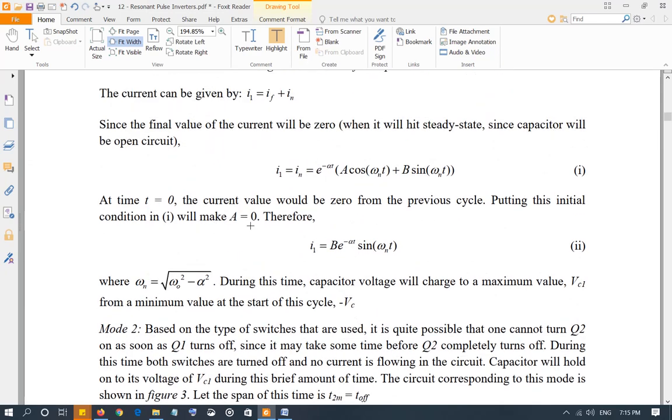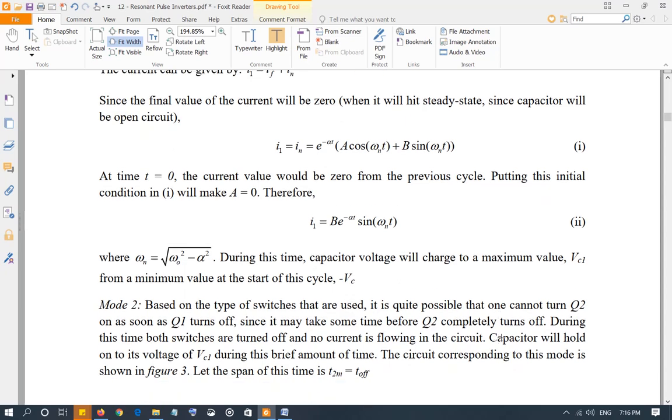So since current is 0 at the beginning of the cycle when time t is equal to 0, when we put t equal to 0 over here, then cosine of 0 is 1, sine of 0 is 0, and the exponential is going to become 1. So a is going to be equal to 0, again because current is 0 at the beginning of the cycle. That means current will only be b e to the power negative alpha t sine omega nt, which is the expression of the current in the first mode.